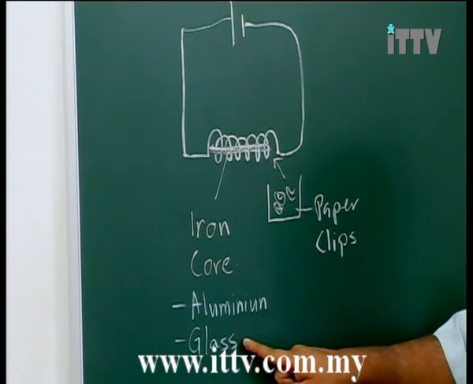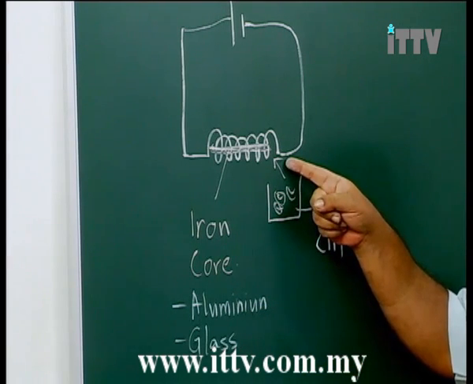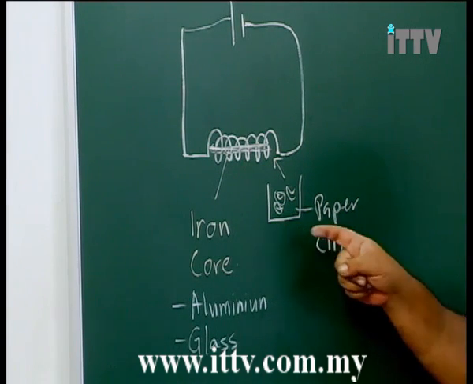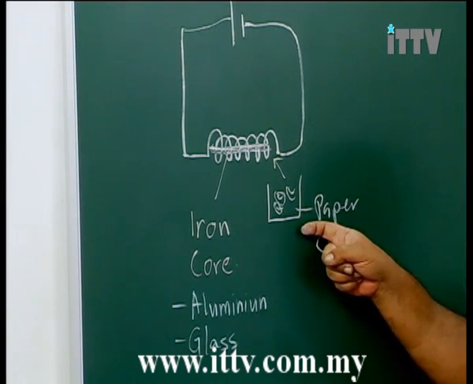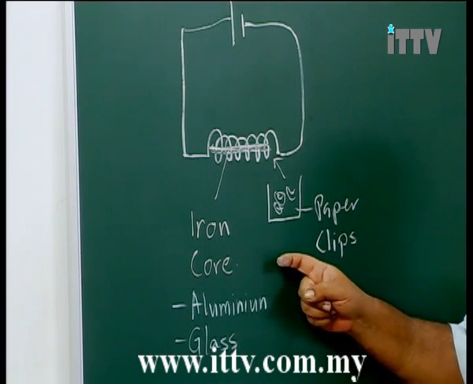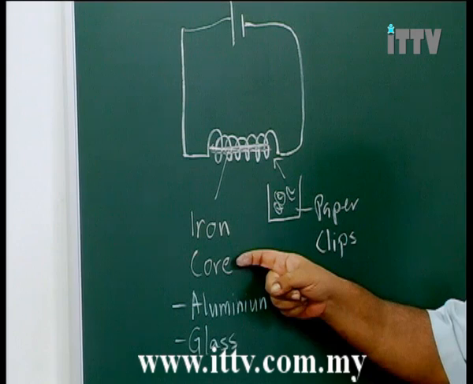Aluminium and glass are not magnetic, so neither one increases the strength of our electromagnet. So the electromagnet with the iron core picks up a lot of paper clips. The aluminium and the glass do not pick up a large number of paper clips. The strength of the electromagnet is increased by using a soft iron core.